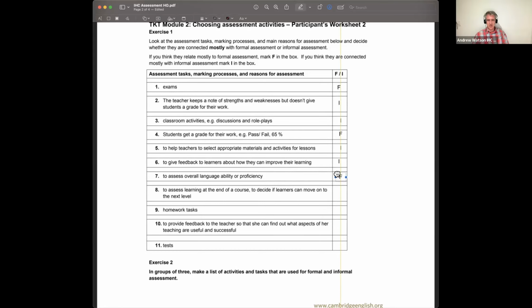Assess learning at the end of a course to see if the students can move on to the next level. Formal. Yeah, I mean, obviously it can depend on how it's done, but it tends to be formal, doesn't it? When it comes at the end of the course.